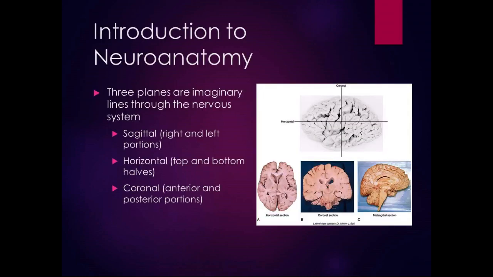So, just like in kinesiology when we were talking about anatomical position and the cardinal planes, those same planes are used to describe the nervous system. So they're the imaginary lines through the nervous system. Sagittal plane divides the system into right and left portions. Horizontal plane into top and bottom halves. And the coronal or frontal plane into anterior and posterior portions.